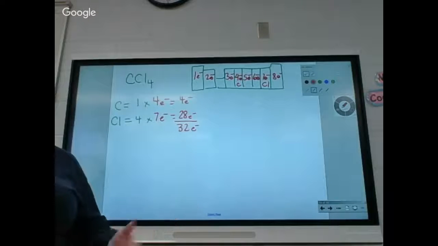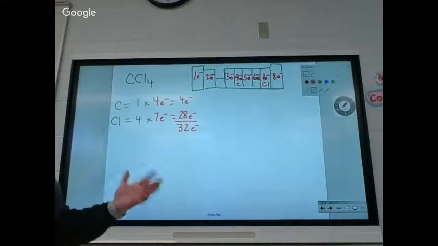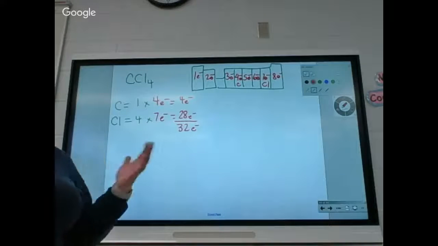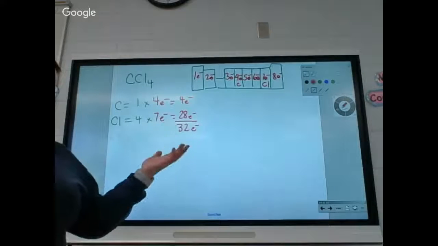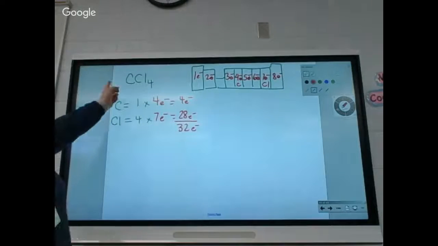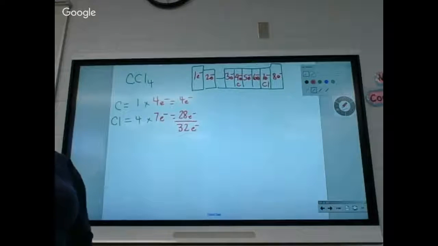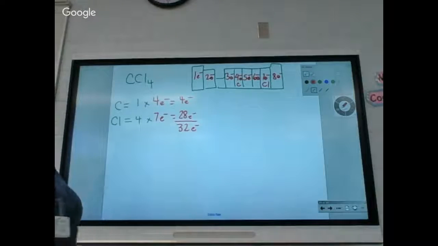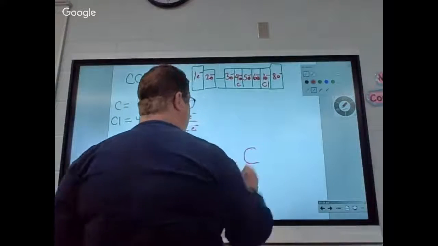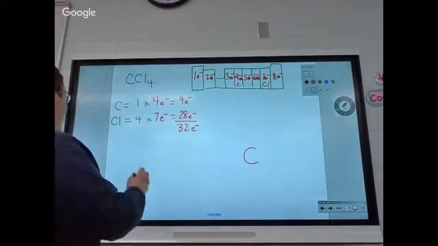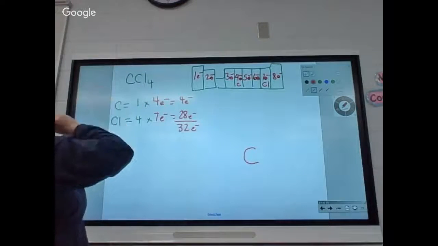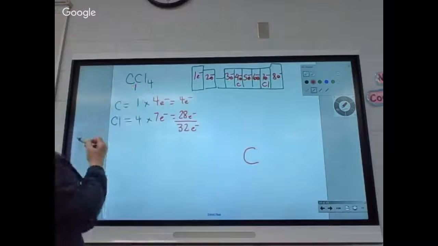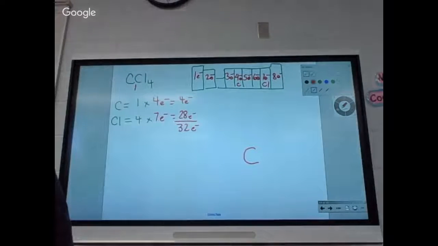32. All right. So to find my central atom, I said in the steps, we would use the atom that only had a subscript of 1. So when I look here, which element has a subscript of 1? That's the one we're going to make the central atom. So we're going to put C in the middle. How did you figure out it's C? Because it has a subscript of 1. So whoever has a subscript of 1 is going to become the central atom.